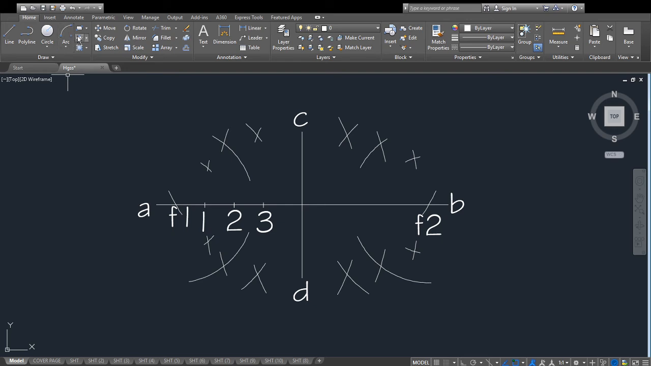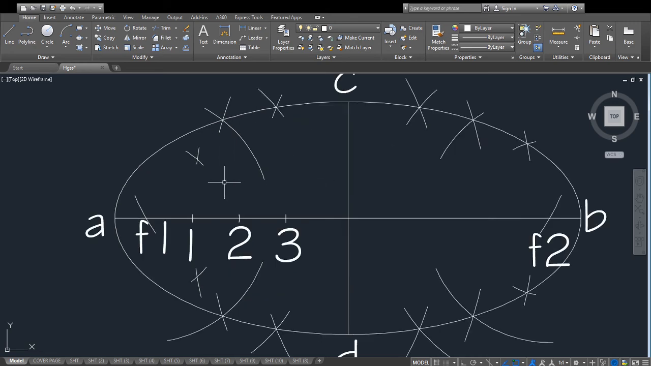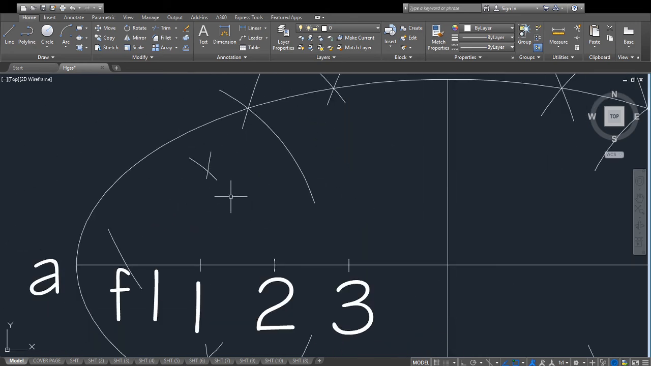So you pick your elliptical curve. That is, in your own case, you use your French curve. Use your French curve or your free hand to bring out your curve. Now if you look at it very well, this point is off completely.